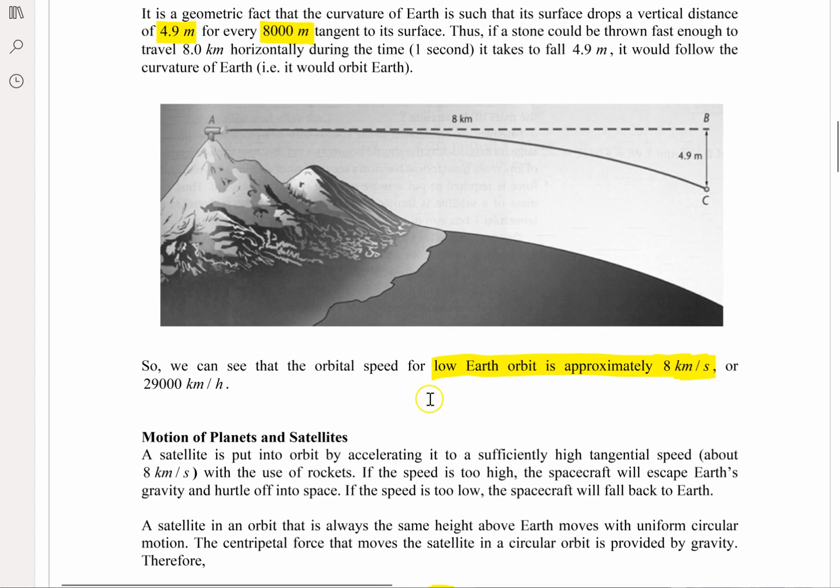So if we can shoot something sideways at 8 kilometers per second, which is incredibly fast, it's going to be falling 5 meters per second, and it will follow the Earth's curvature. So this would be how fast you need to launch something in order for it to enter into orbit. So we said low Earth orbit for Earth is approximately 8 kilometers per second, or in kilometers per hour, that'd be 29,000 kilometers per hour, which is incredibly fast.